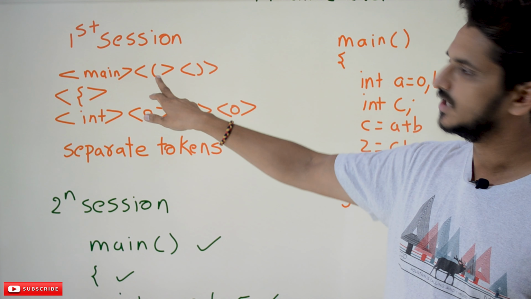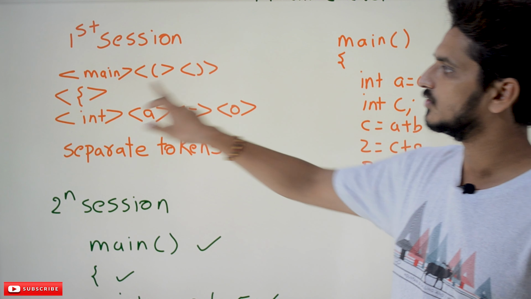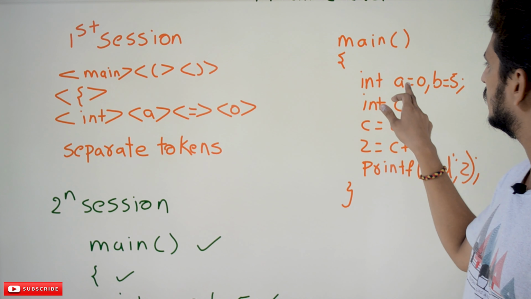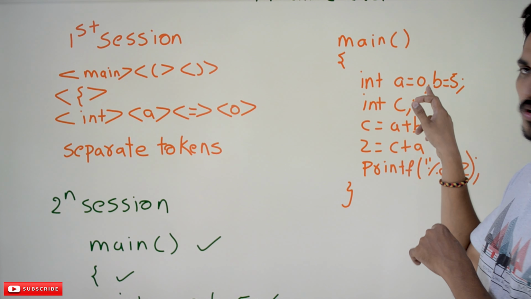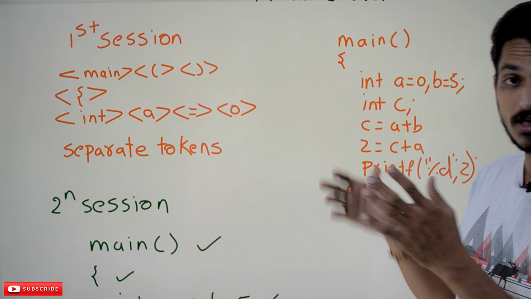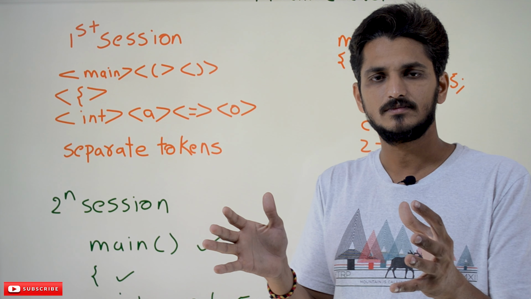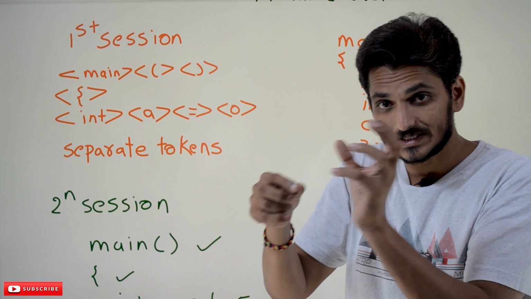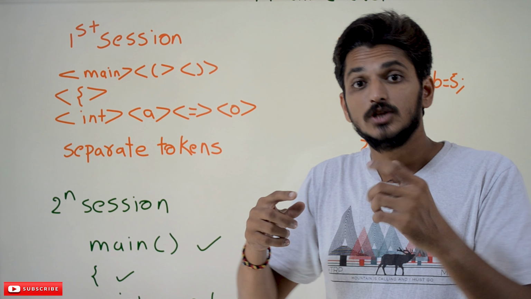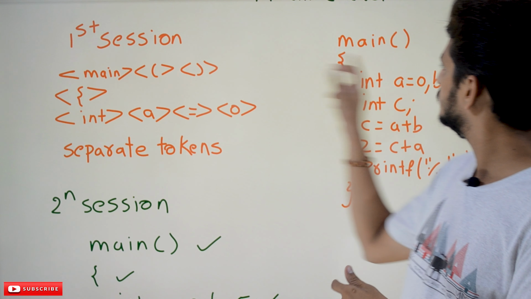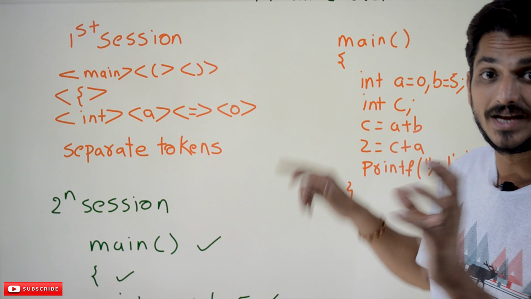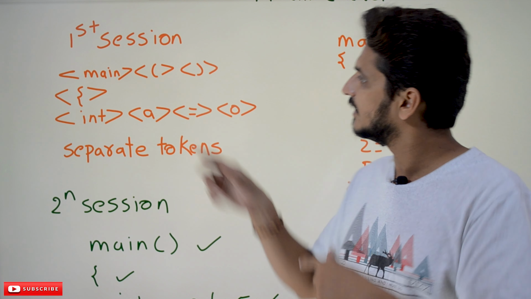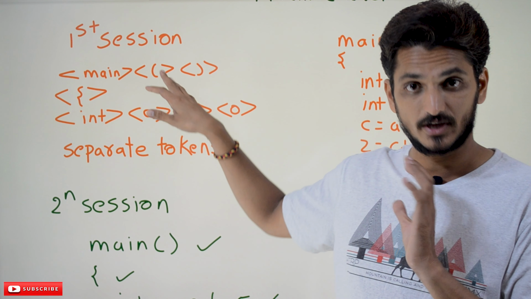Open bracket is a token. Closed bracket is a token. Flower bracket is a token. Int is a token. A is a token. Equal to is a token. 0 is a token. Comma is a token. Like that, it has to separate them first. It has to read the characters one by one and separate them as tokens. How it reads and how it separates them as tokens is explained in our first session.